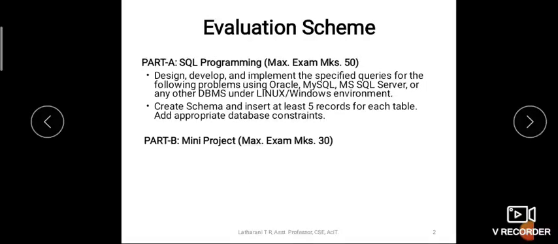Part B deals with a mini project. You have to do a mini project here. This is for 30 marks they have given. Probably it is for 40 marks. So here what you need to do is you have to develop front end and back end both. Back end means where the data is stored. Front end is the end which is available to the user to work with the database.